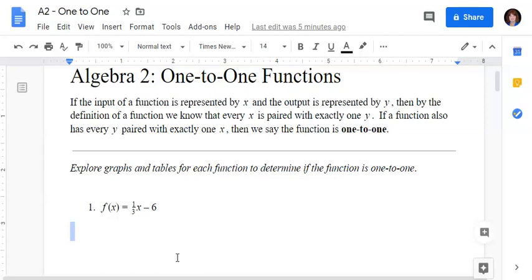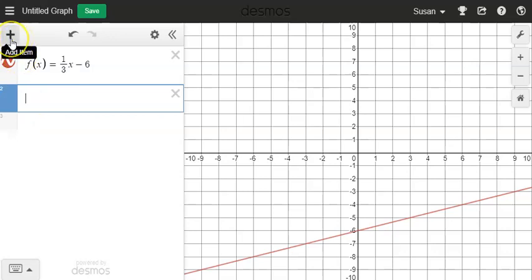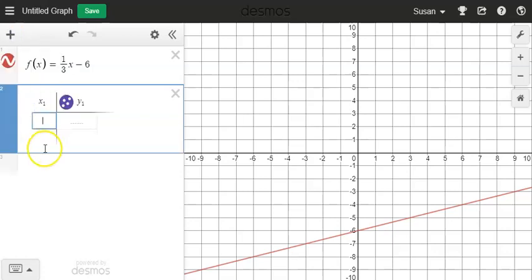So we have 4 examples of functions here, and we're going to explore those functions using the Desmos graphing calculator. So I have typed in question number 1, f of x equals 1/3 x minus 6, and I've got a graph here of a line. Now, if you would like a table, and I do want one, I'll type the plus sign and choose table. And then I'll put in some points here just to explore.